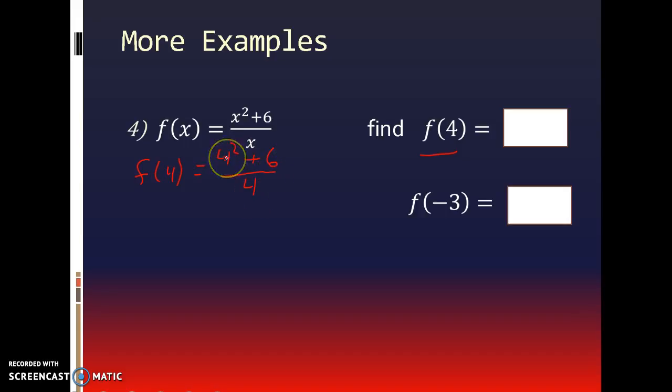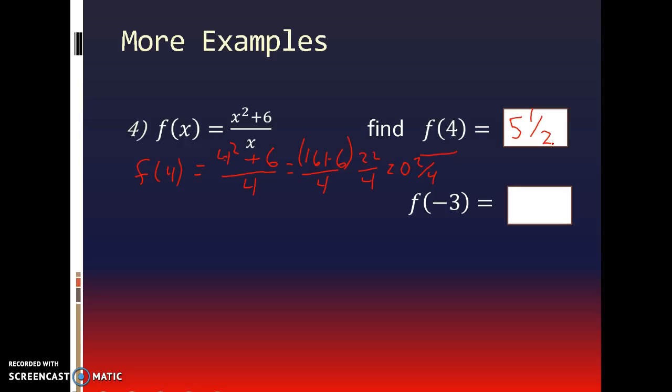So if we follow the order of operations, we're going to take 4 squared first. Well, 4 squared is 16 plus 6 over 4. And I still have to do what's on the top first. There's like an understood parentheses around the numerator. 16 plus 6, well, that's 22 over 4. And 22 divided by 4, well, 4 goes into 22 5 times. And 5 times 4 is 20, so we could write that as 5 and 2 out of 4 left over, but 2 out of 4 is the same thing as a half. So f of 4 is 5 and a half. If you took 22 divided by 4, you would simply get 5.5, which is the same thing as 5 and a half.